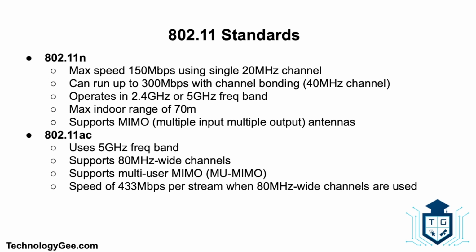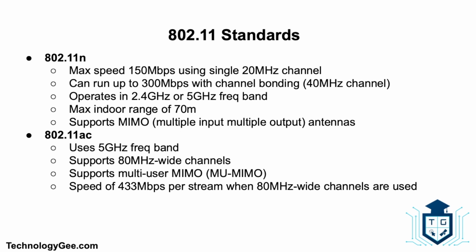It operates in the 2.4 gigahertz frequency by default, but it can also support 5 gigahertz frequencies as well. 802.11n has a maximum indoor range of 70 meters. It supports MIMO, or multiple input, multiple output antennas to improve performance and range, although not all devices include multiple antennas.